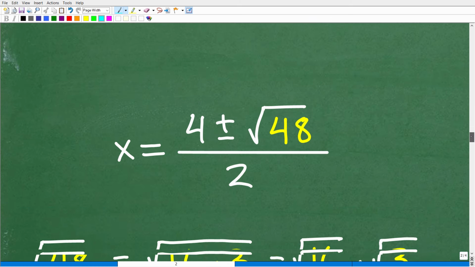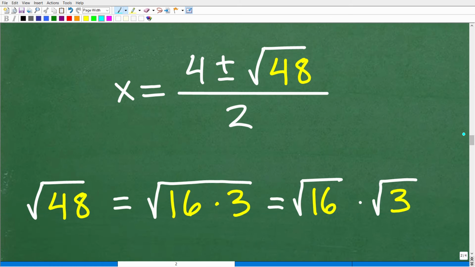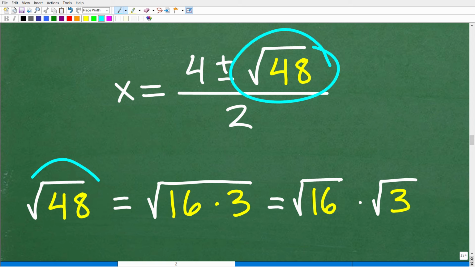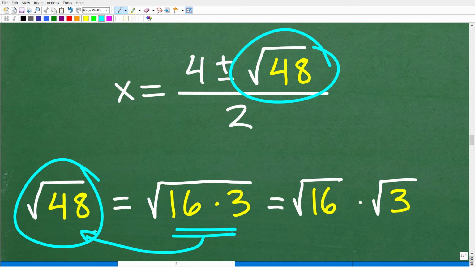So let's go ahead and simplify, excuse me, the square root of 48. So how do we do that? Well, the square root of 48 is equal to the square root of 16 times 3, because 16 times 3 is 48. Now, this is important because 16 is a perfect square, and there's a property of square roots that allows us to take this one big square root of these factors. Okay, so where we have the square root of 16 times 3, we could break this up into 2 individual square roots, the square root of 16 times the square root of 3.